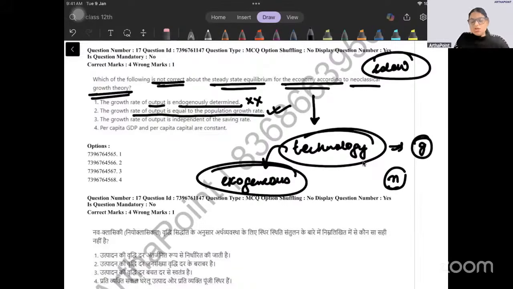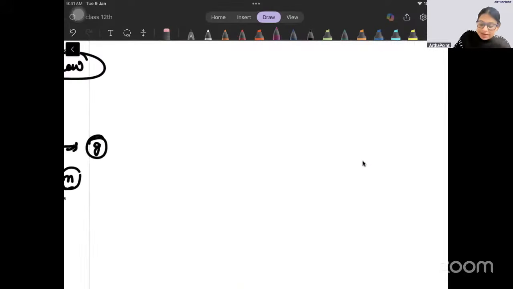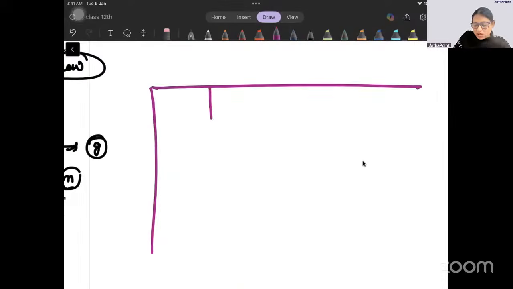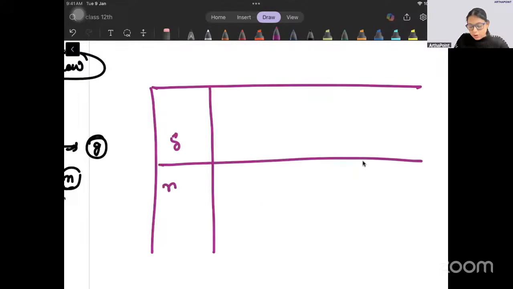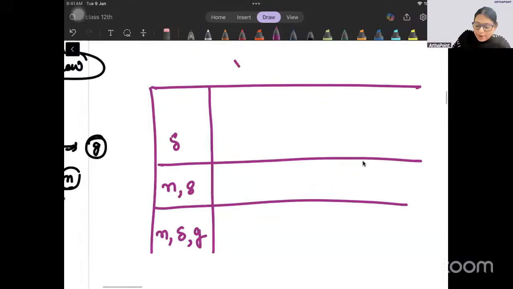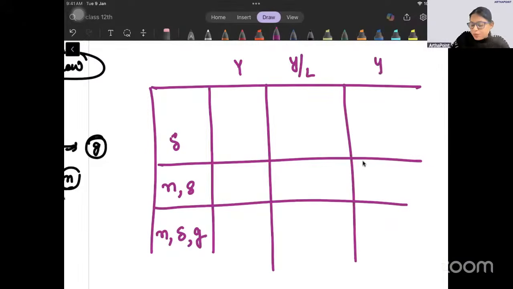हाँ, जब टेक्नोलॉजी नहीं होती है, व्हेन देयर इज टेक्नोलॉजी, तो ग्रोथ रेट ऑफ आउटपुट एन प्लस जी था, पॉपुलेशन ग्रोथ रेट प्लस टेक्नोलॉजिकल ग्रोथ रेट. एंड जब टेक्नोलॉजिकल ग्रोथ रेट नहीं था, देन इट वाज डिटरमाइंड ओनली बाय पॉपुलेशन ग्रोथ रेट. I hope all of you remember that table. नहीं है तो please go back to the lecture and make that table जिसमें हमने किया था depreciation rate only, then population and depreciation rate, then population, depreciation rate and technological growth rate. और यहाँ पे हमने लिया था aggregate output, output per capita and output per effective labor.